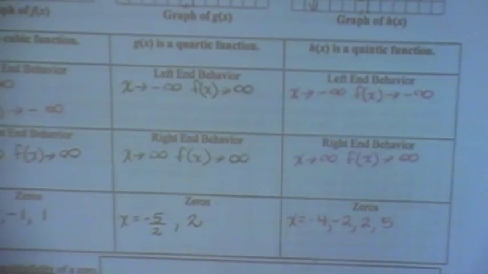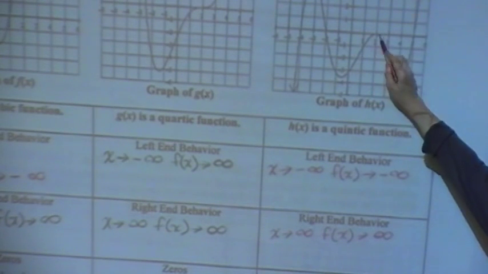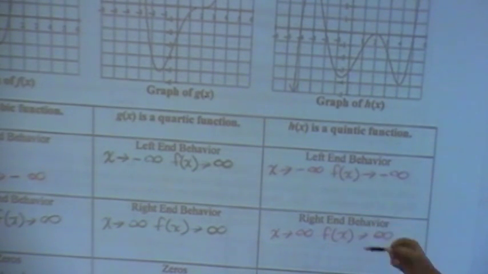Now I should have 5. But you have a double root. Very good. You've got a double root right here. You can still easily tell that this one is a double root because it touches and turns. So you really do have 5.